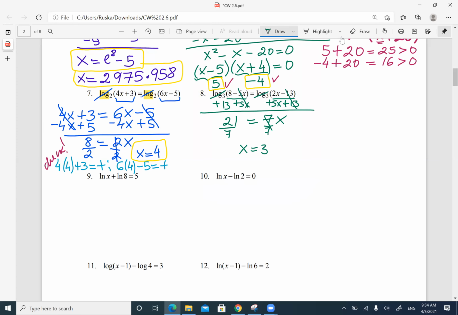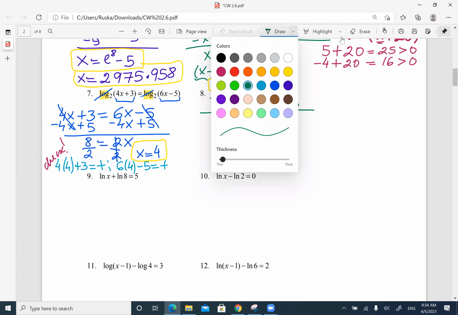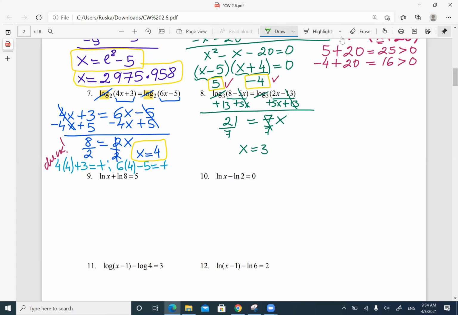Now x equals 3, let's double check. So I'm going to plug it into the first one. So we have 8 minus 5 times 3. 8 minus 15 is negative, right?